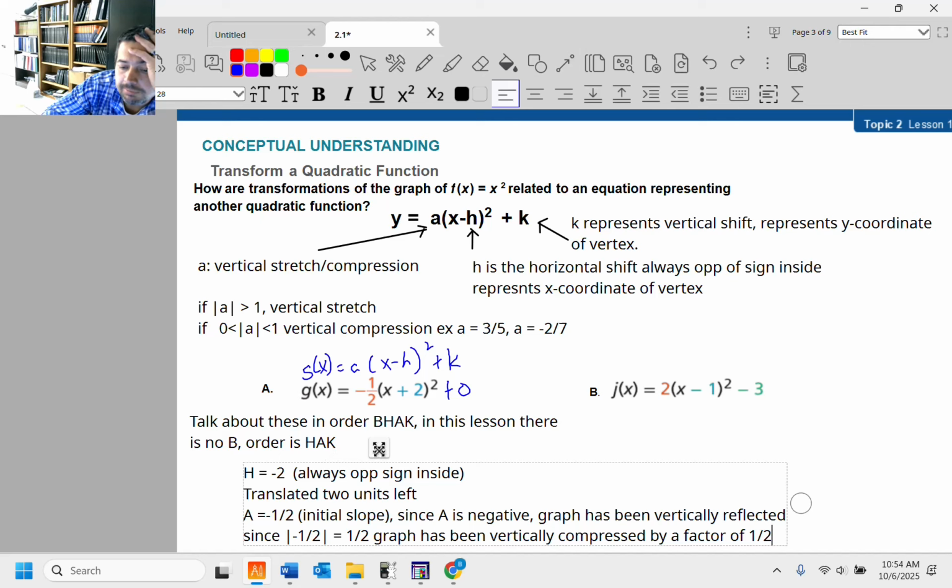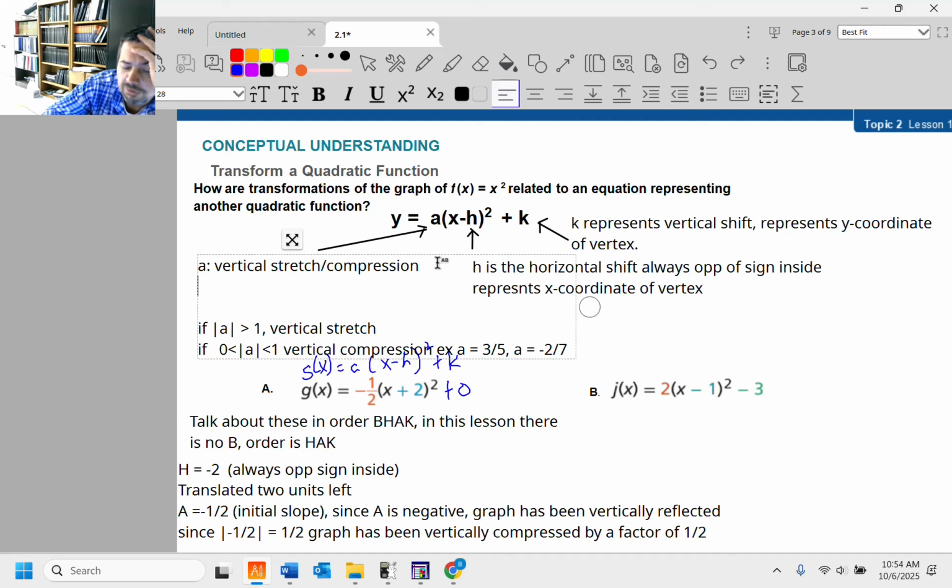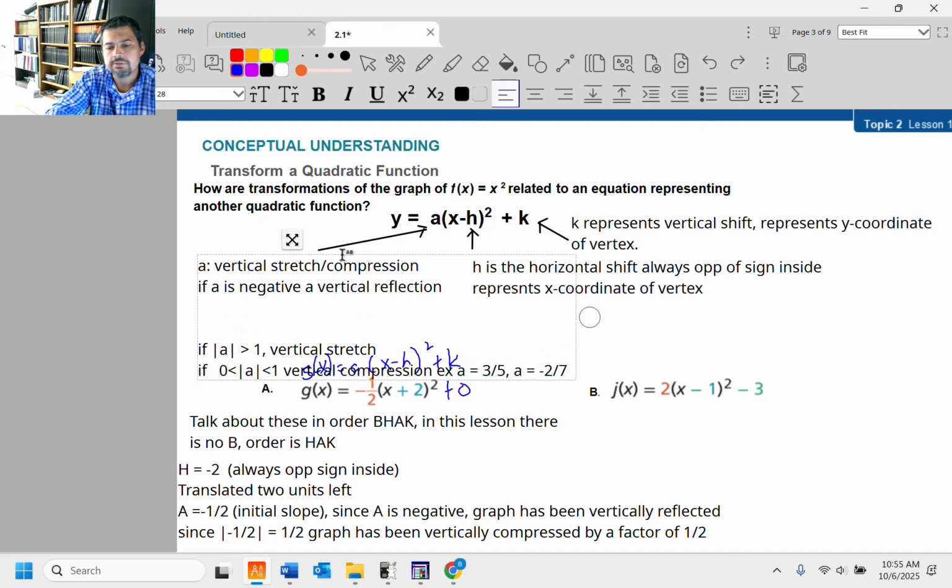Now, what did I not mention up here? I forgot to talk about a right there. It's something I just caught. Nobody's perfect the first time. If a is negative, a vertical reflection has occurred.